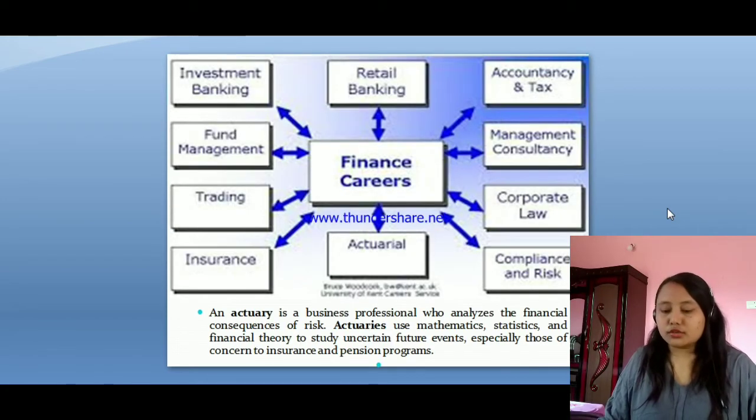If you are thinking of opening or running a business, then you must be able to know about this set of technical terms, which comes under finance and the careers in finance. So how many different types of career are there? You can see here there are so many different types of career and scope you can find.